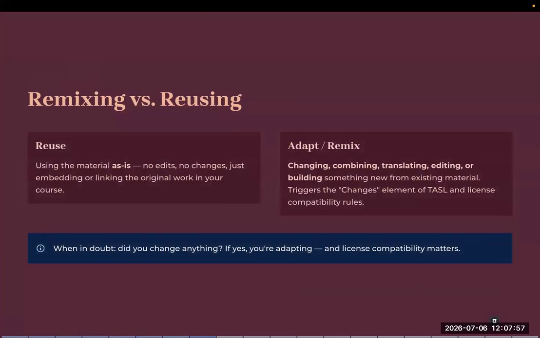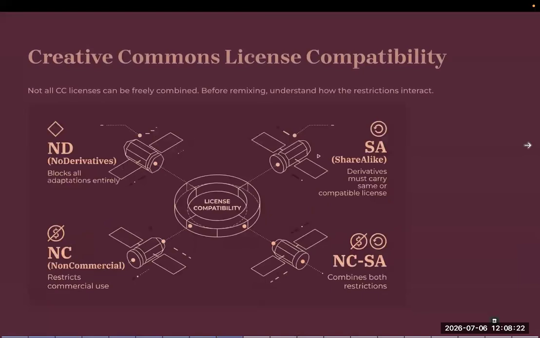Remixing and reusing. Everything where you're using the material as is, no edits, no changes, that's reuse. That's where basically you take an OpenStax book and you reuse it. Adapt and remix is where you change it. You make adaptations and you modify it, and you need to make sure that you have the attribution listed. When in doubt, did you change anything? Yes, add an attribution. If you made it yourself, add an attribution so you're telling other people how they can use it in the future.